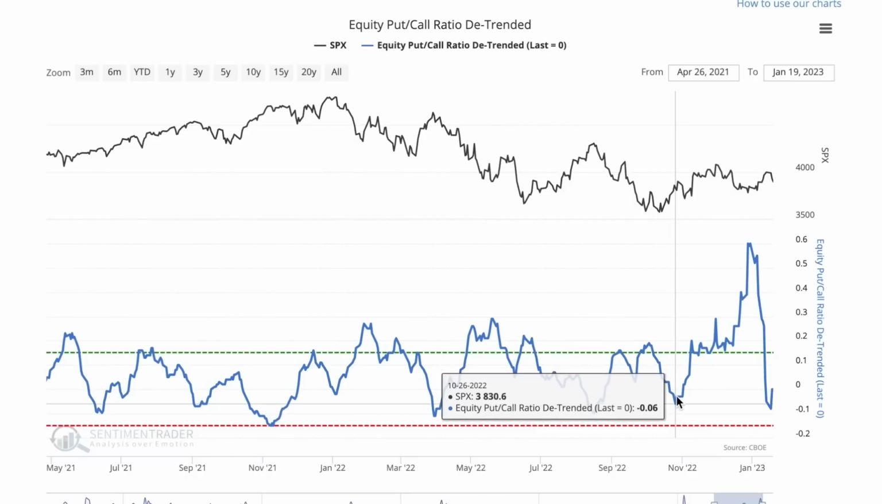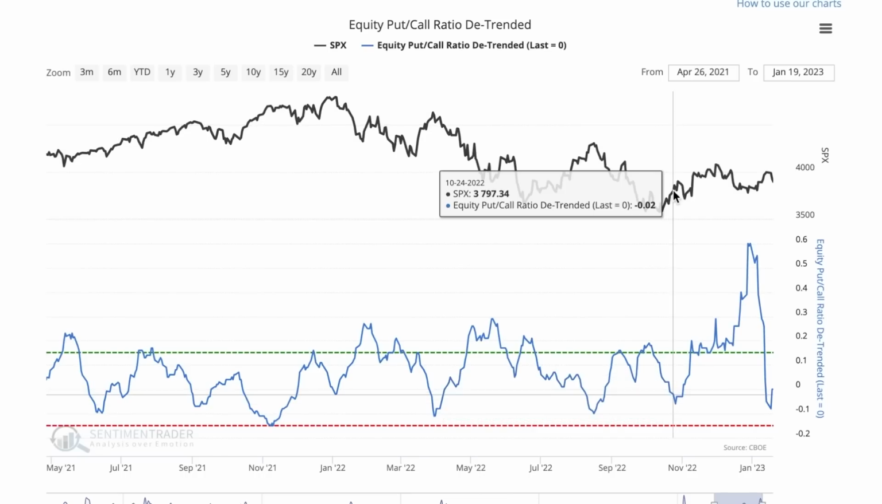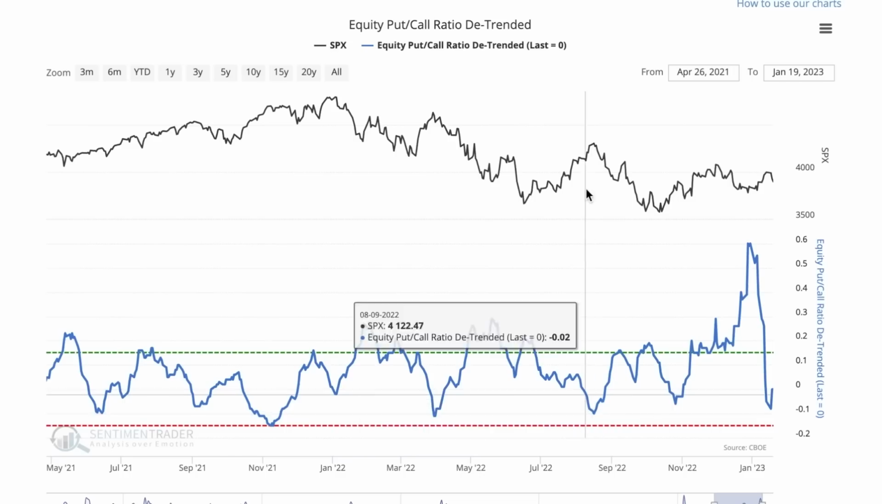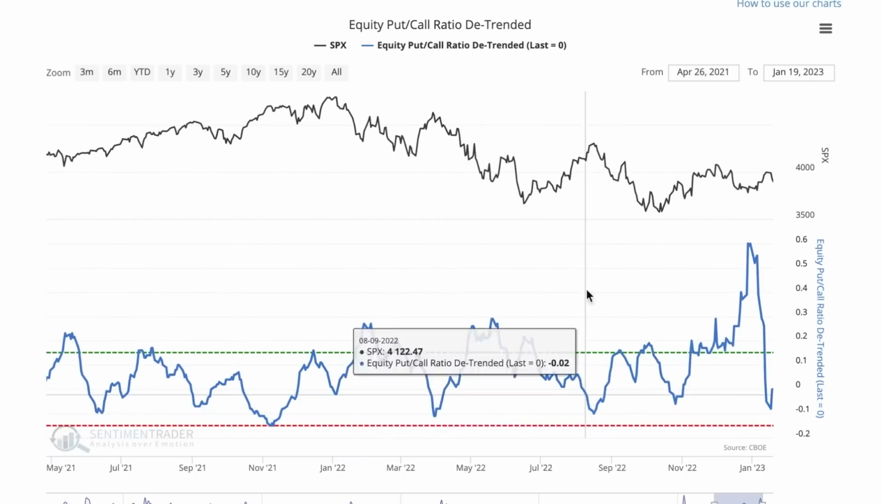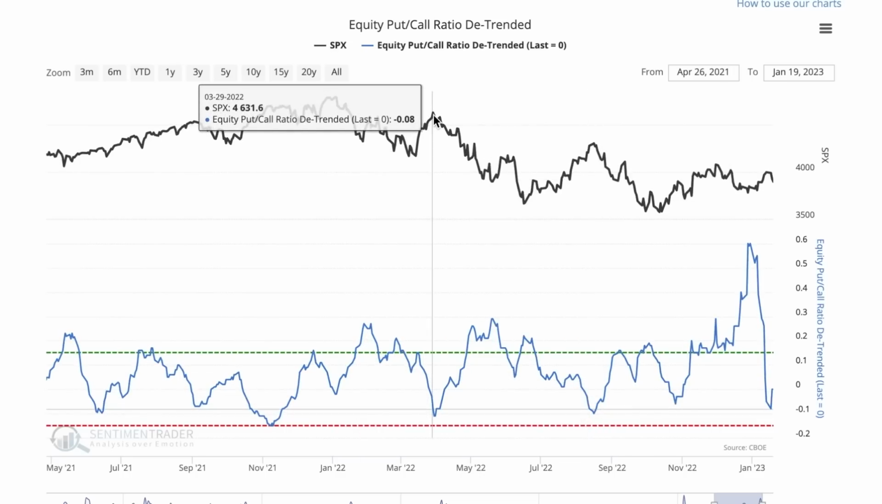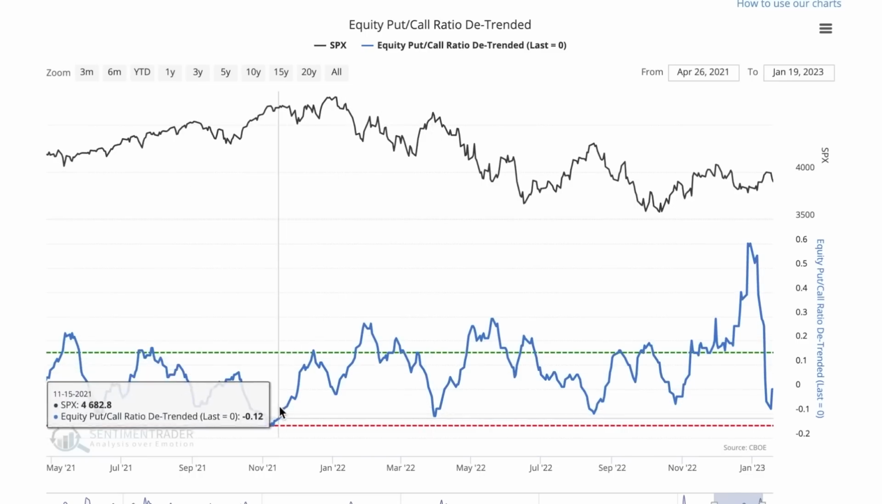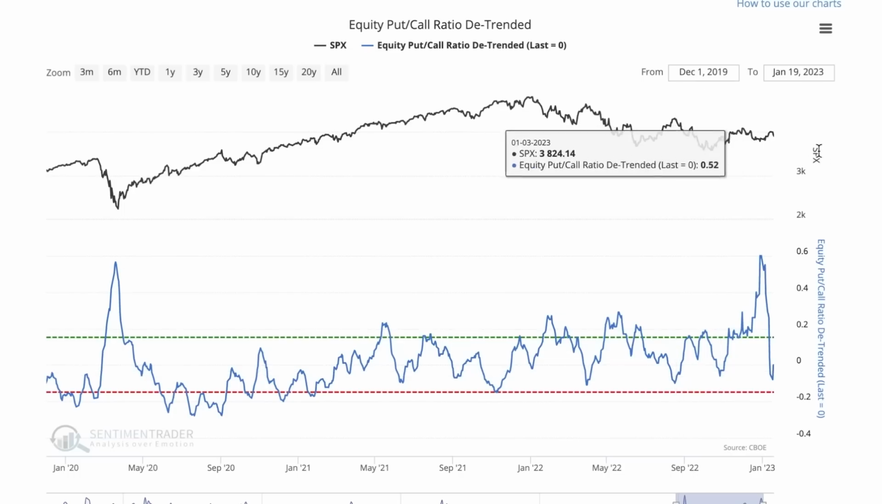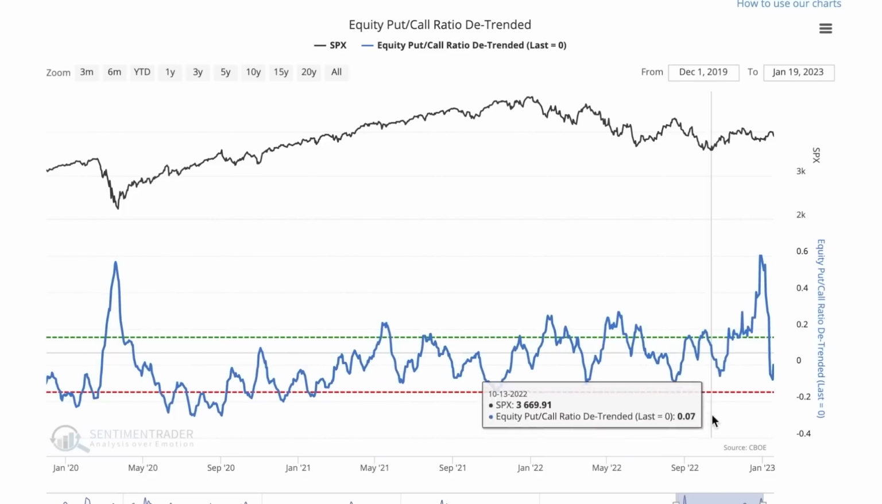You can see here you had a very similar reading in October of 2022 that was indeed followed by more upside in the market. August, right here, you had a similar reading at the very top. March, you had a very similar reading at the very top. And November, right there, a similar reading at the very top. So this is what is driving that dumb money indicator.